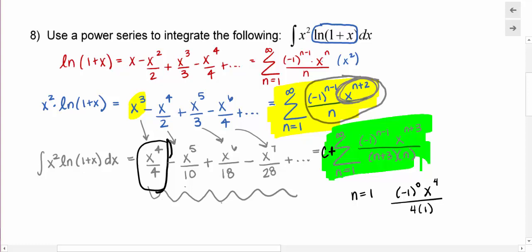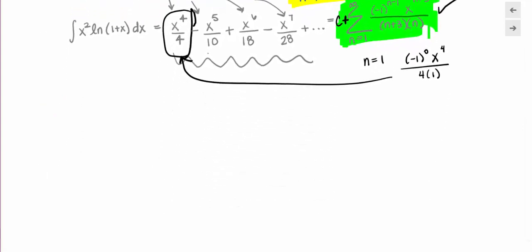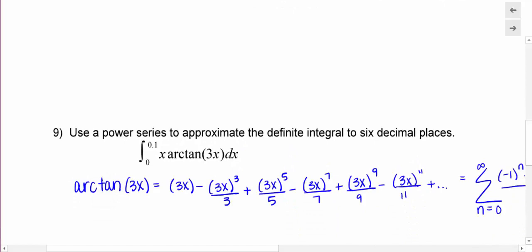So it should be x to the 4th over 4. That's exactly what I have. So there's my power series. So let's do that again, but with a definite integral so that you can see how this works to approximate this.